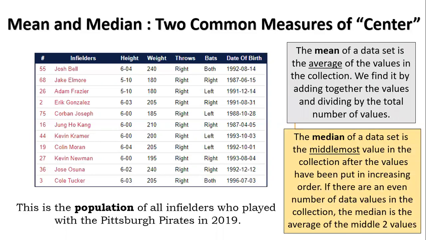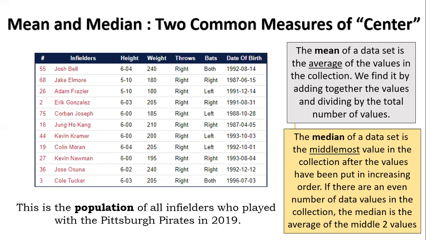Another equally commonly used measure of center is what we call the median of the data set. If we put all of the data values in our collection into increasing order, from smallest to largest, and then take a look at the middlemost value in that list, that is what we will refer to as the median of the data set. And that's another way of talking about what is typical for the data set, to look for that middle value when the items are listed in increasing order.